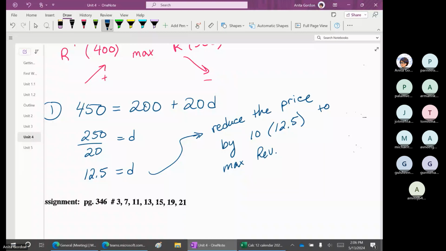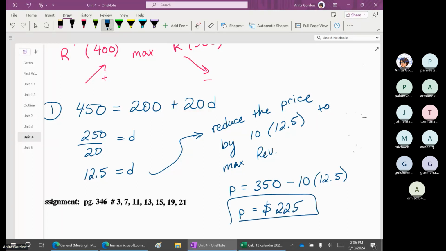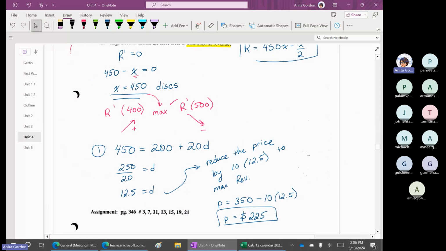Right? So my price would be 350 minus 10 times 12.5. So what's my new price? No, it's not negative. What would be my new price? 225. That's how much they should cost to maximize the revenue. Okay, part B, not so bad.